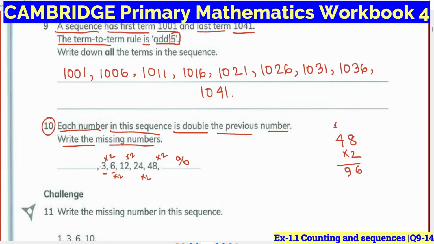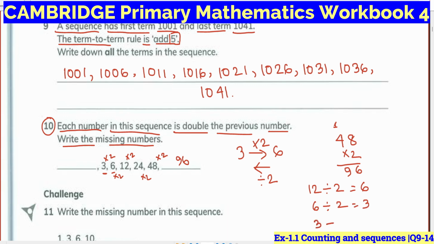Now, the next number is double. It means the previous number is divided by 2. How? 3 becomes 6. It means we are multiplying by 2. So in the same way, 6 becomes 3 because we are dividing by 2. Right? Same thing. Here is 12. Once we divide by 2, we will get 6. Here is 6. Same thing, 6 divided by 2, we will get 3.